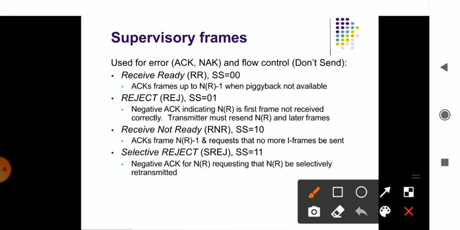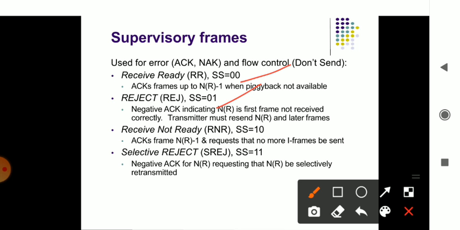One is receive ready. It's nothing but the receiver is ready to accept the frame. That is receive ready. And reject is nothing but it is not ready to accept it. That particular frame is rejected from being accepted on the receiver side, or the sender also rejects because of a certain problem.